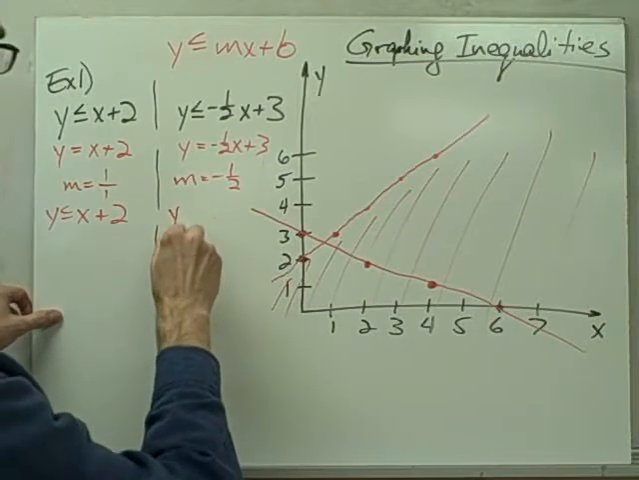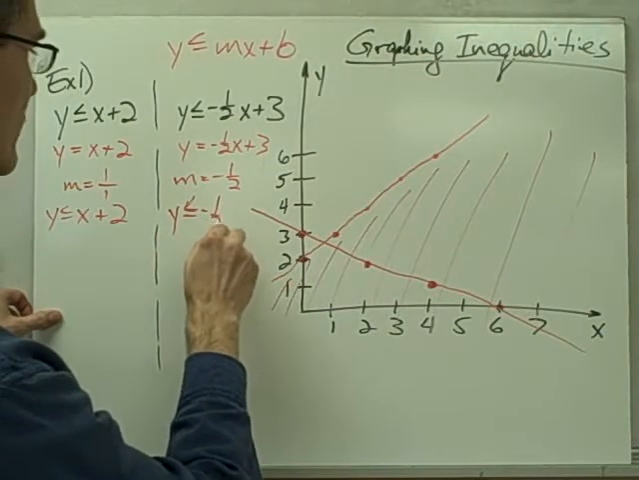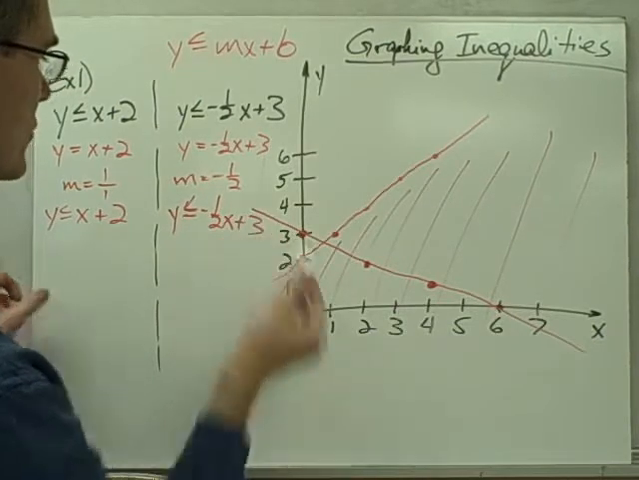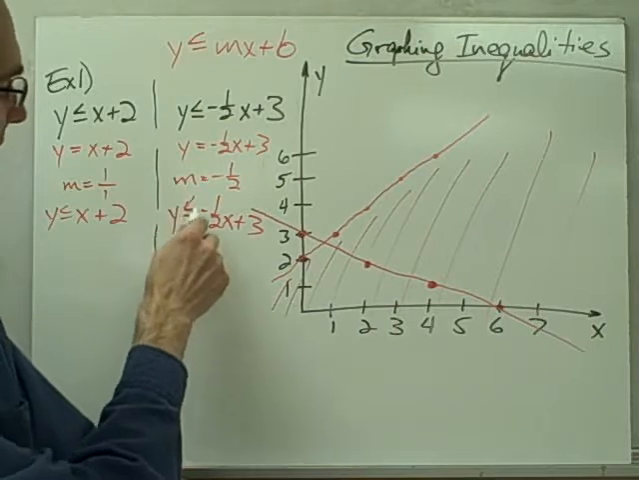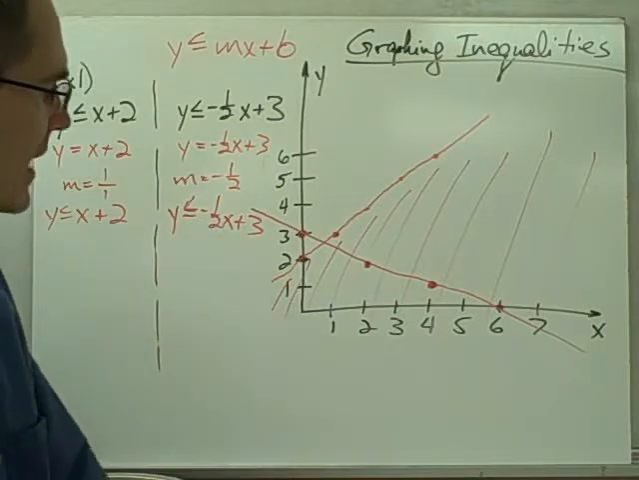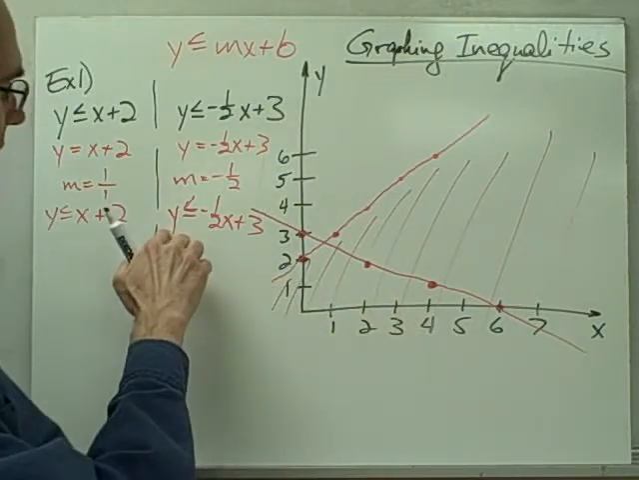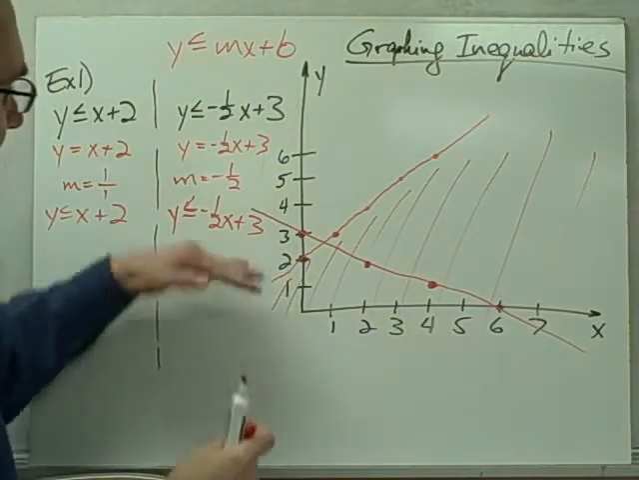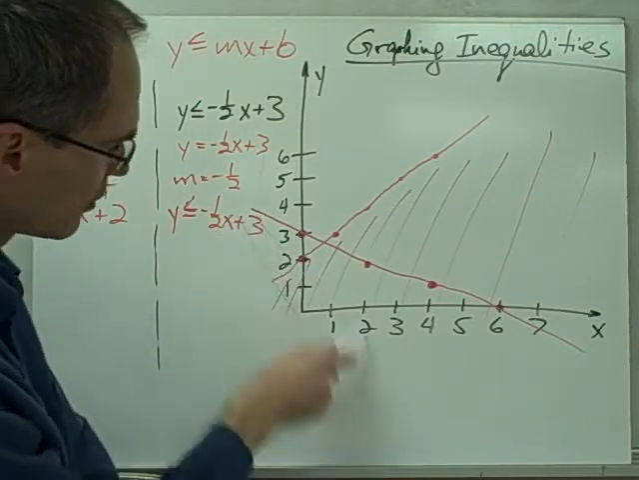Well, now let me go back to my inequality, which is y is less than or equal to negative 1/2 x plus 3. To graph the inequality part, y is less than negative 1/2 x plus 3, that means I want all of the points that are below this line. In other words, everywhere where y is going to be less than the line. So those points are all these points down here.